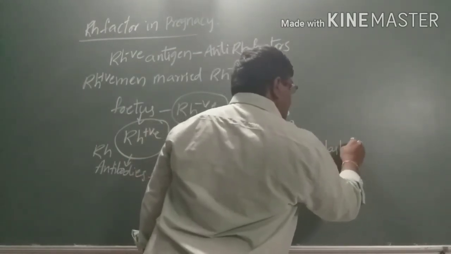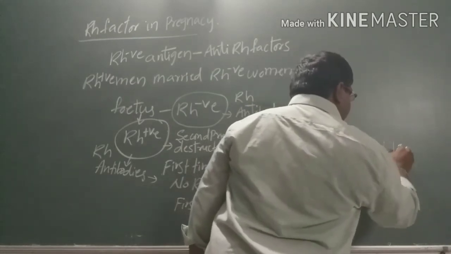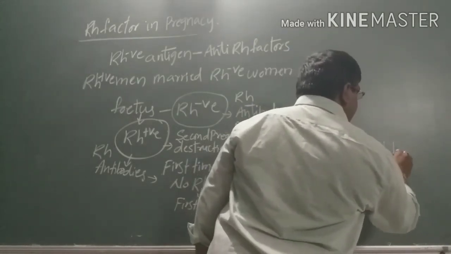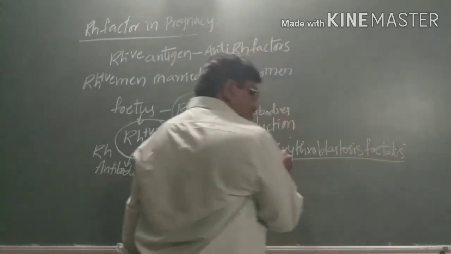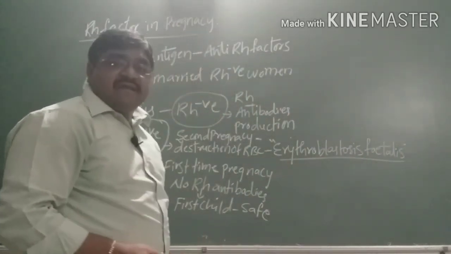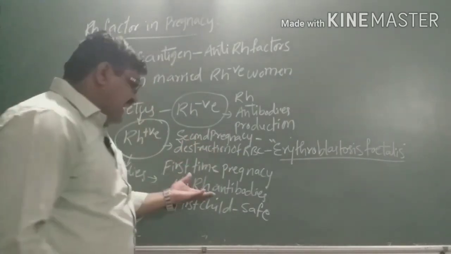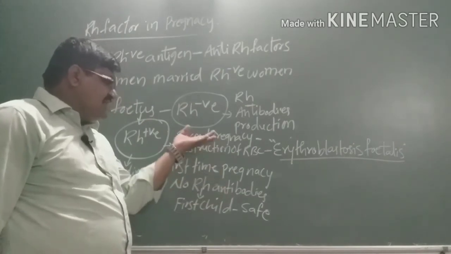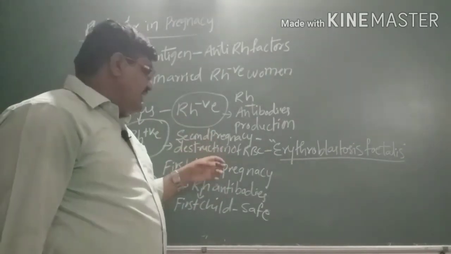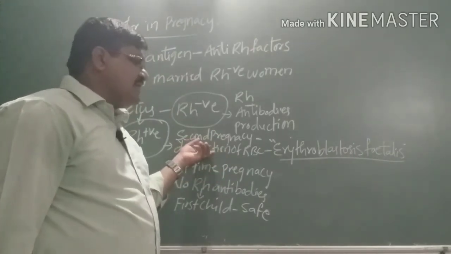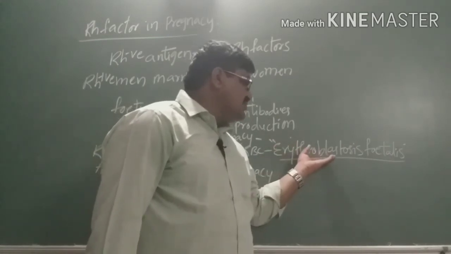erythroblastosis fetalis. That means the RH antibodies will kill the second baby. The RBC of the second baby will be affected, so destruction of RBC takes place. This condition we call erythroblastosis fetalis.